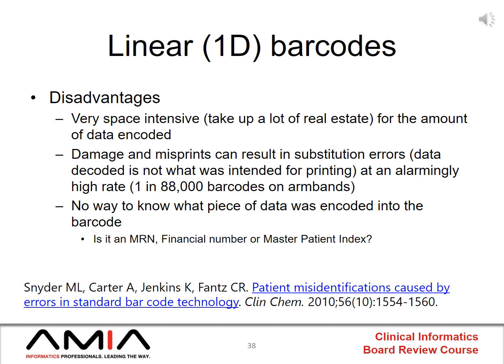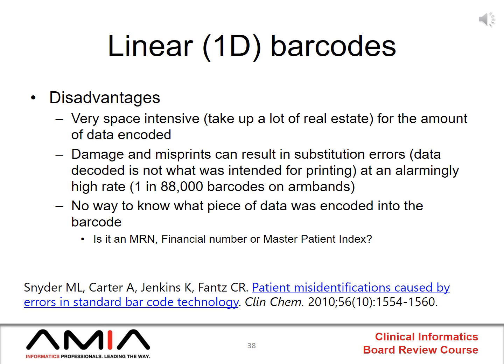These problems can result in non-read errors where the barcode cannot be read by the barcode reader, but worse, they can result in substitution errors where the data is decoded incorrectly. And this is another reason why it is very important to print the human readable version of what is intended to be in the barcode next to the barcode on any armband or label containing one. In a study that was done by myself and a few others, we discovered that the actual error rate of linear barcodes was approximately 1 in 88,000, and these were substitution errors, not non-read errors.